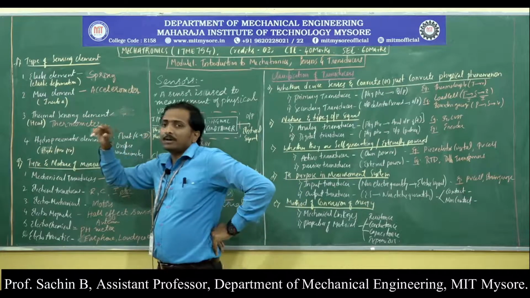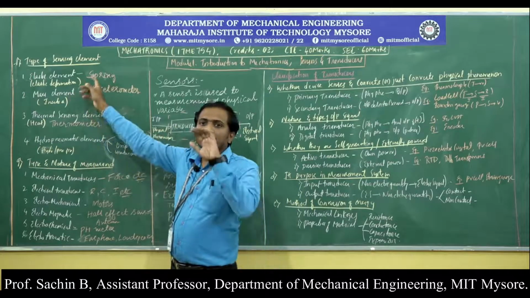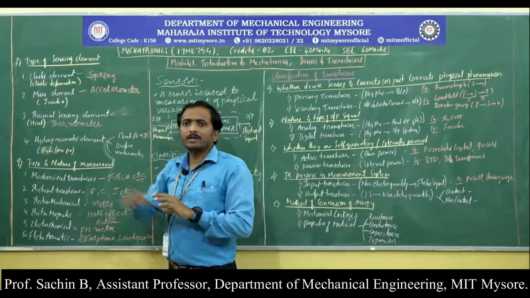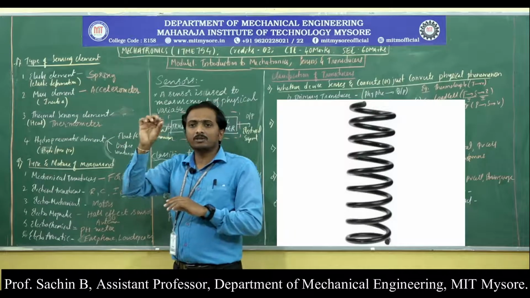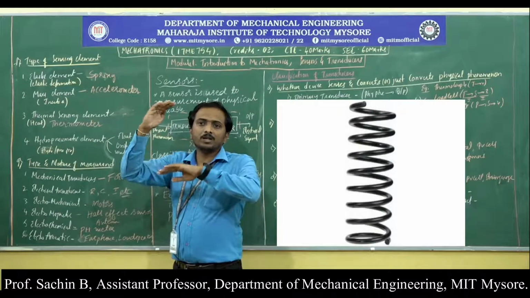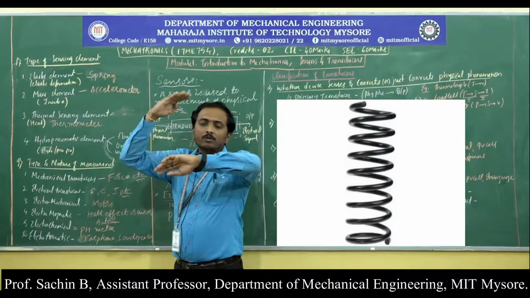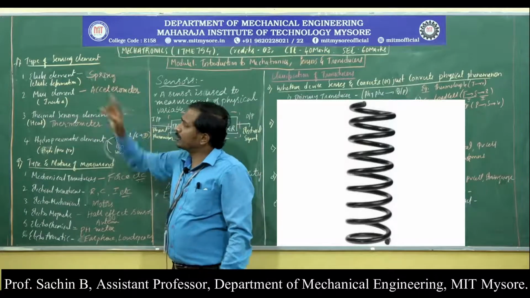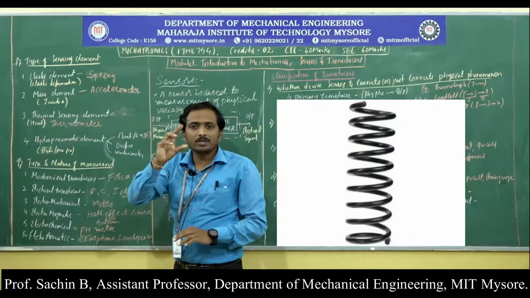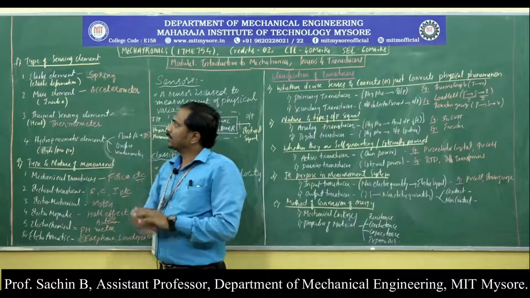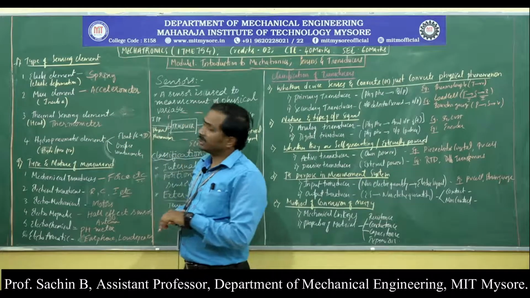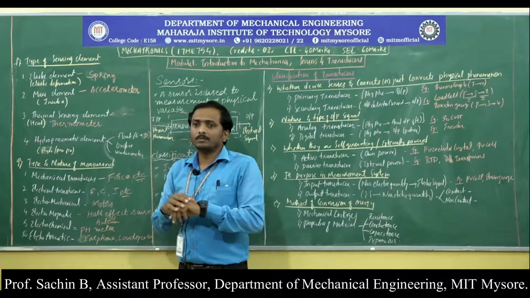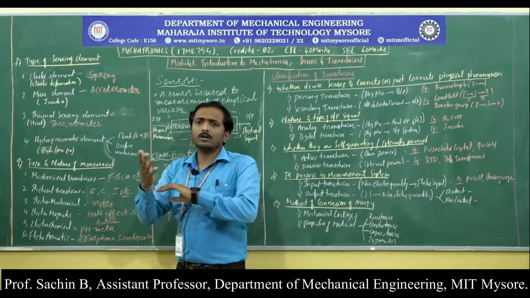Here the first element they are using is the elastic element. Elastic elements are mostly used in mechanical linkages. A very good example is the spring: due to deformation, the compression of the spring moves from the original position to the displaced position. There the spring plays a major role, as elastic deformation happens. Next is the mass element, where due to inertia the mass element will react.